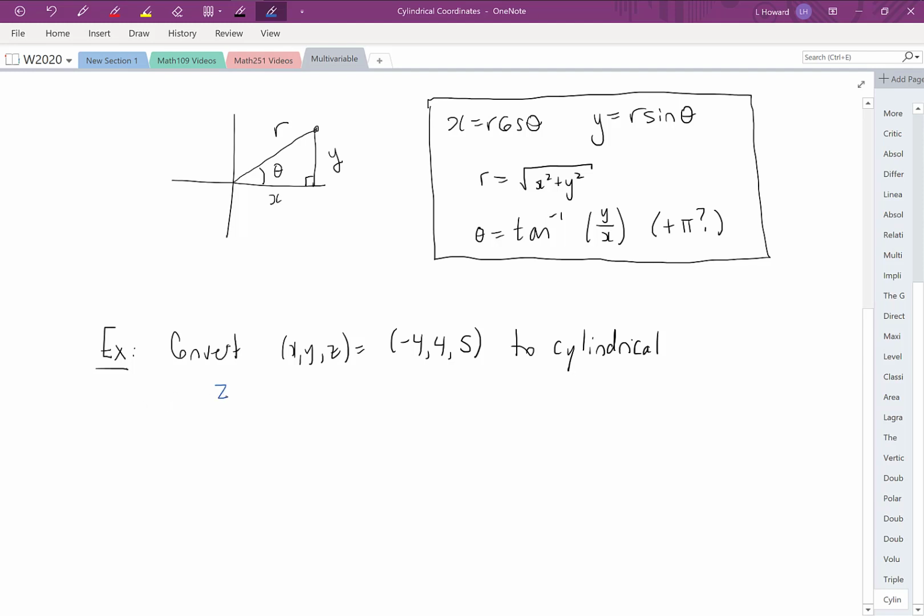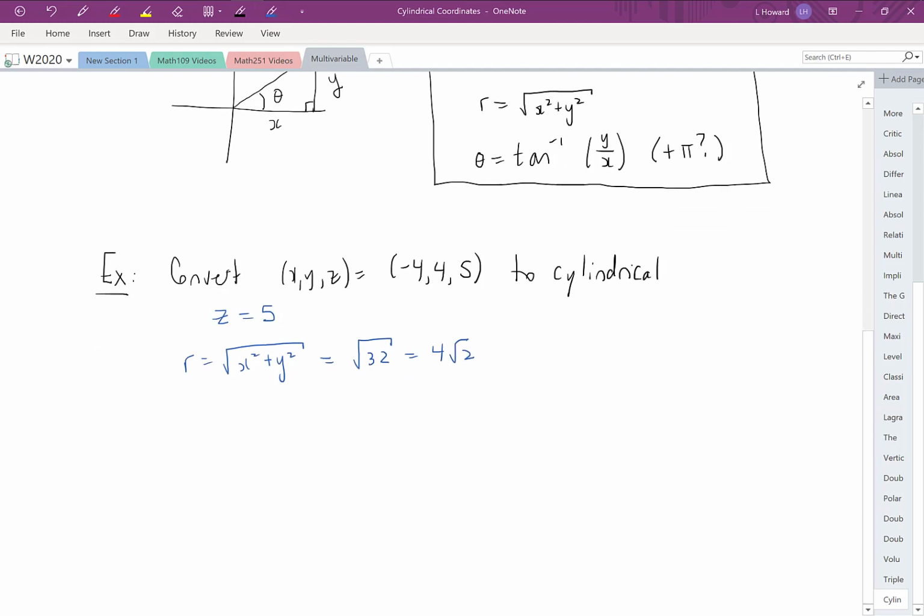So the easiest thing is to just observe the z value. That's not going to be changing. So z is 5. And then from there, we need to get r and theta. So r is going to be the square root of x squared plus y squared. So that's going to be root 32, or you could call that 4 root 2 if you like. And then let's talk about theta in a bit more detail. So theta is going to be arctan of y over x. Okay, so if we take our y value and divide by our x value, that's 4 over -4, in other words, -1. But we may need to add pi to this.